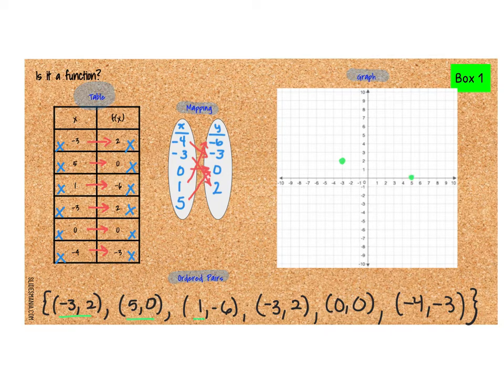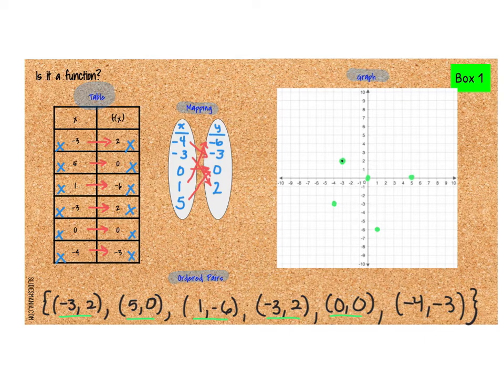The next one I have is 1 and negative 6. 1 and negative 6 would be right here. Then I have negative 3 and 2. I already have it there, so I'll put a small dot, different color, on it because it repeats. And then I have 0 and 0, also known as the origin. And then I have negative 4 and negative 3, right here. So that's how we do the table, mapping, ordered pairs, and the graph.